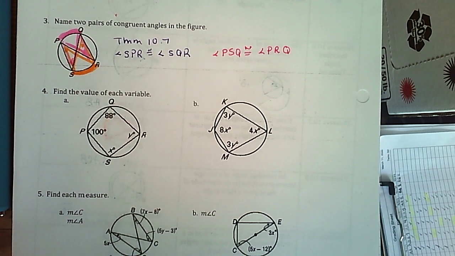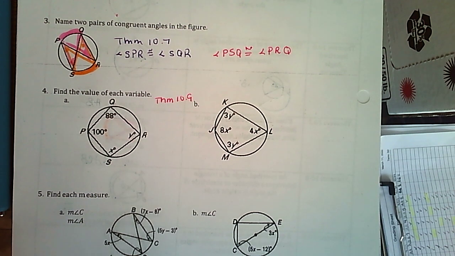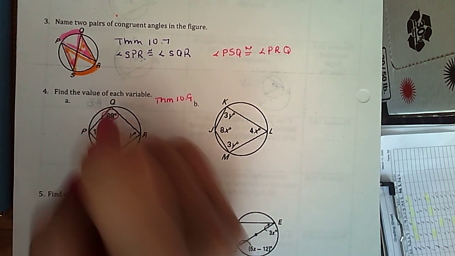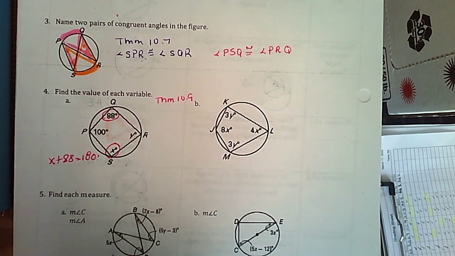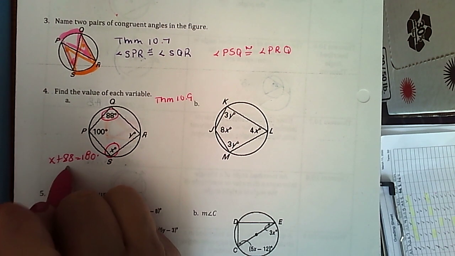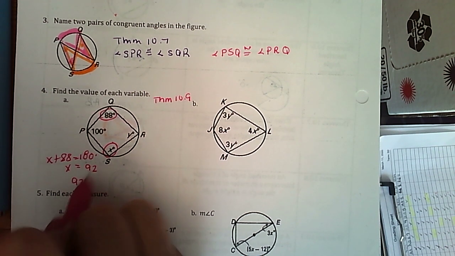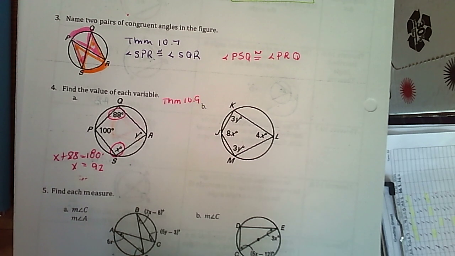All right, next, we want to find the value of each variable. So here we are now looking at theorem 10.9. 10.9 tells me that the opposite angles of a quadrilateral trapped inside of a circle are supplementary. So if I want to find x, x plus 88 is going to equal 180 degrees. So, subtract 88 from both sides. X is 92. Oh, we're just finding the value of the variable, so I don't need to know the degree. X is 92.